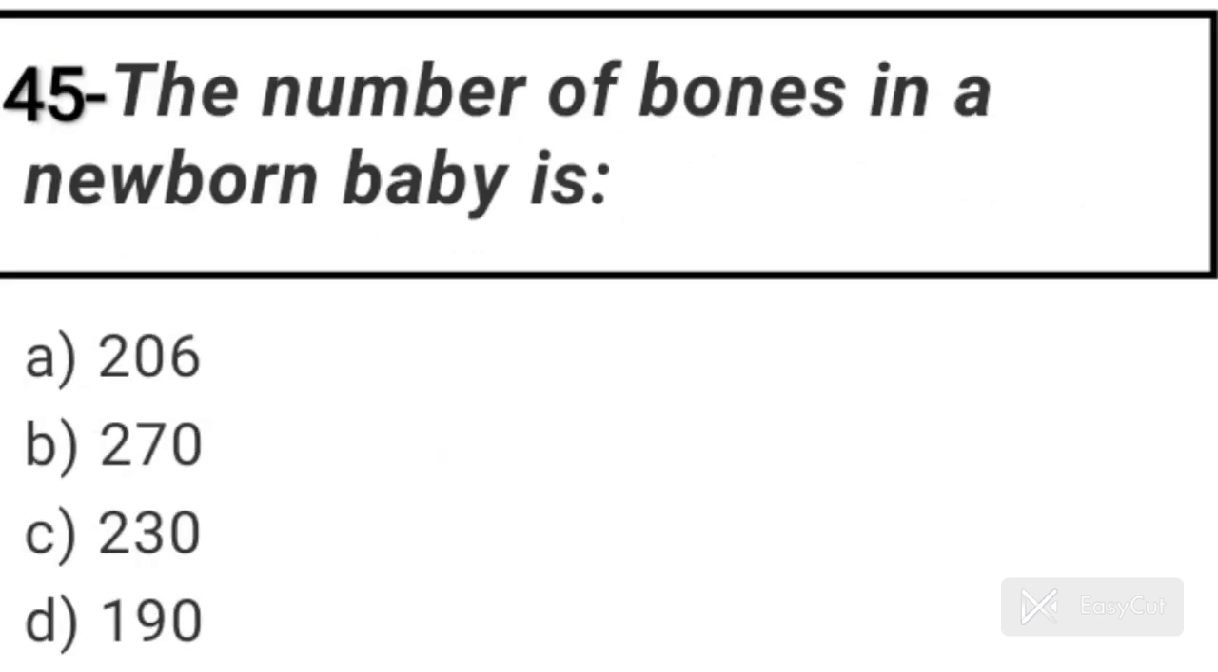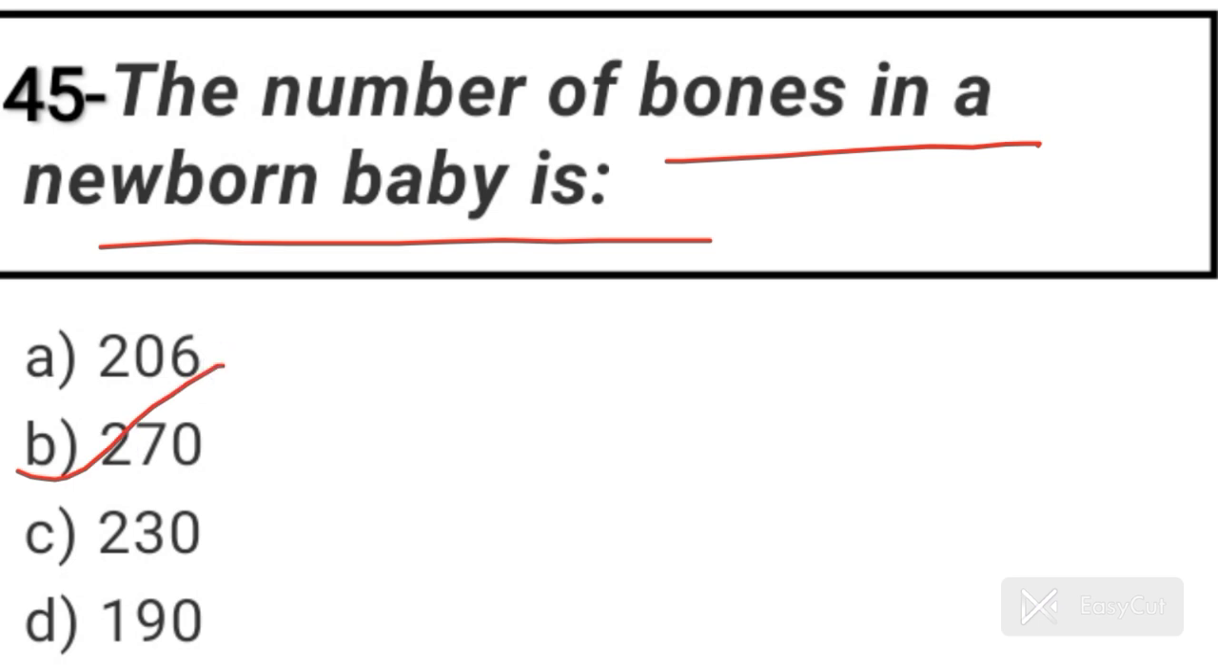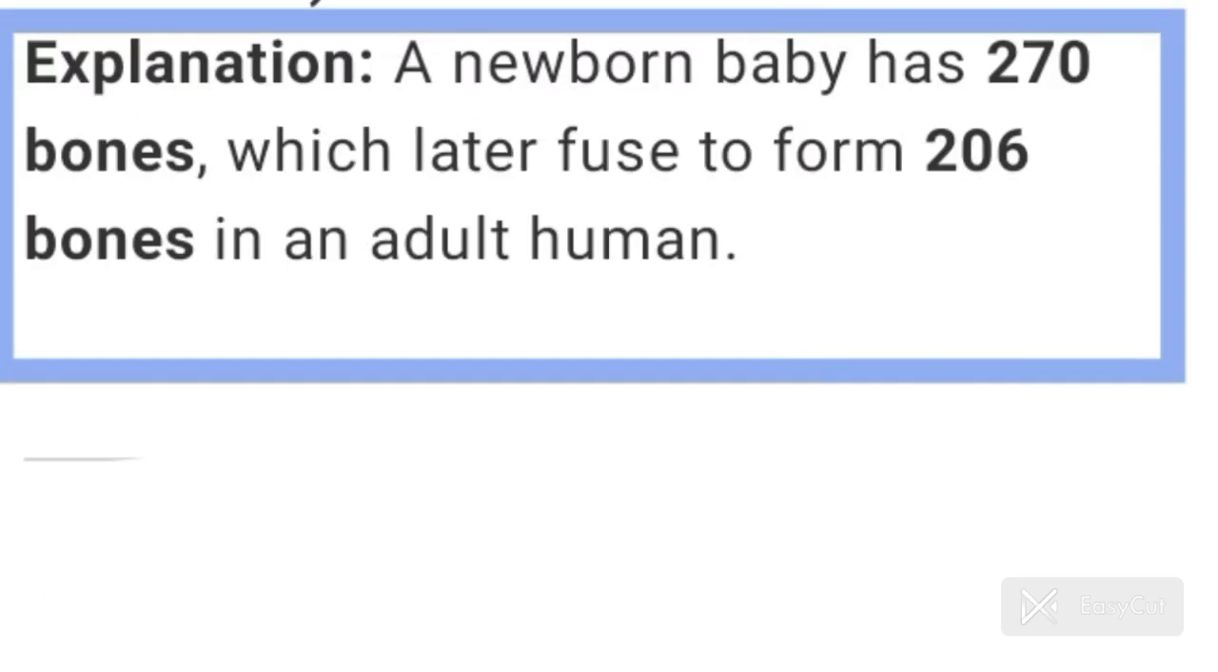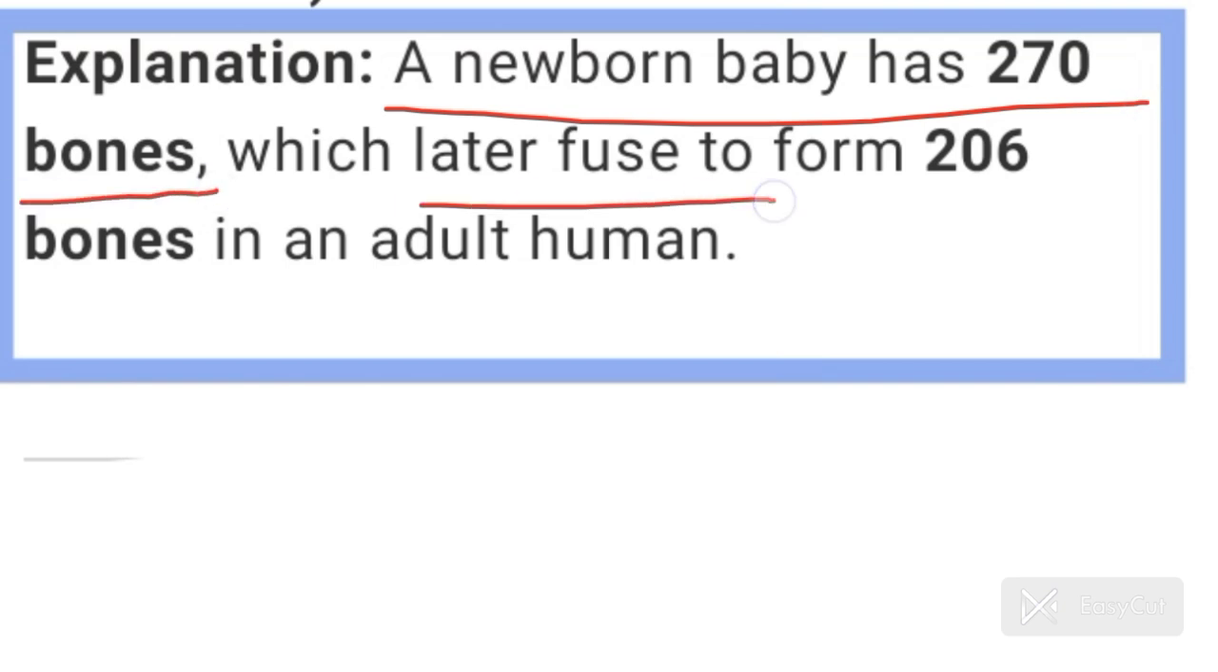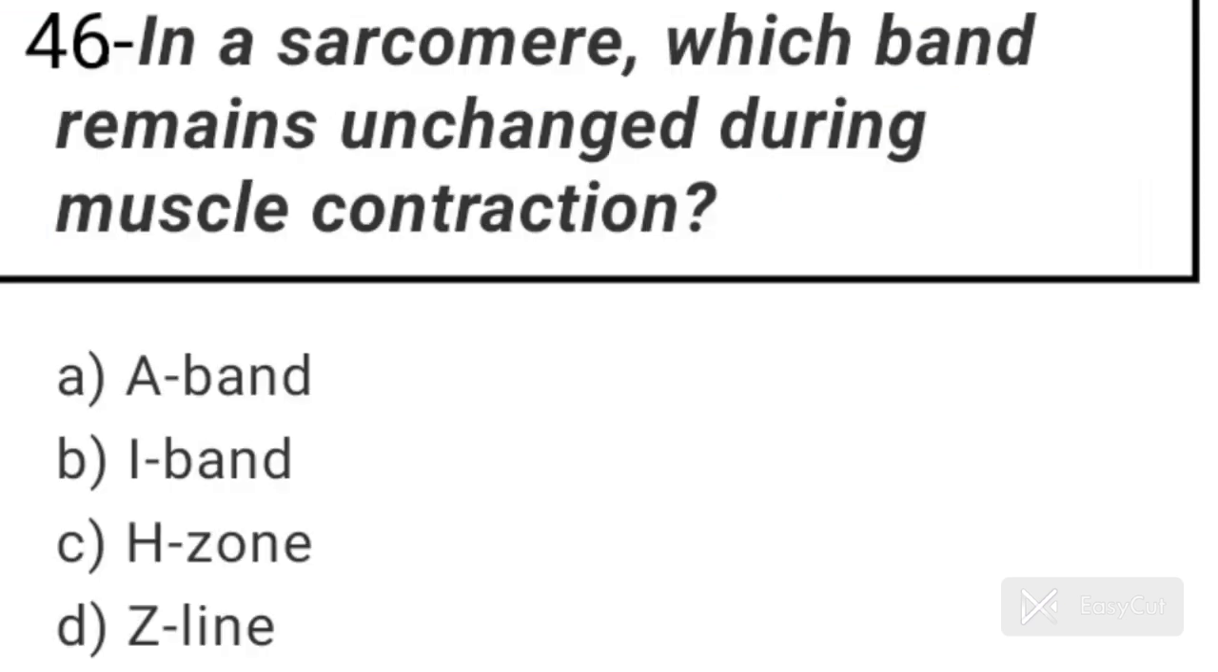Question number 45. The number of bones in a newborn baby is, that is 270. So option B is correct for question number 45. A newborn baby has 270 bones, which later fuse to form 206 bones in an adult human.